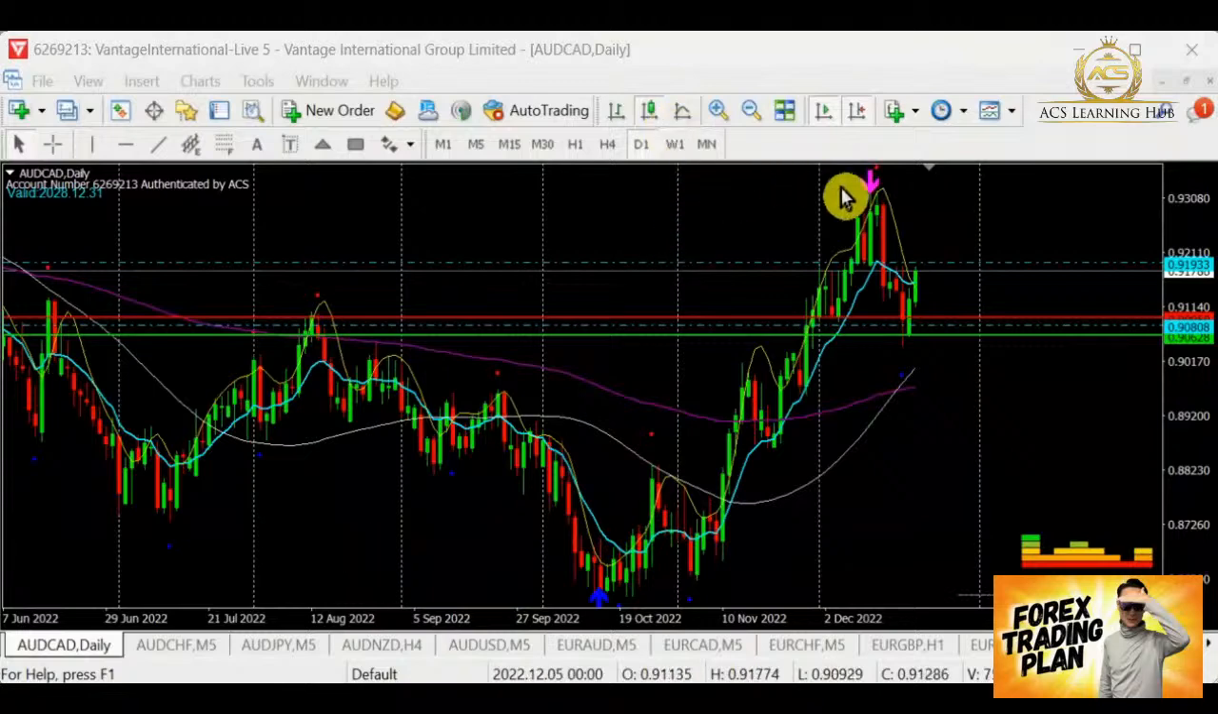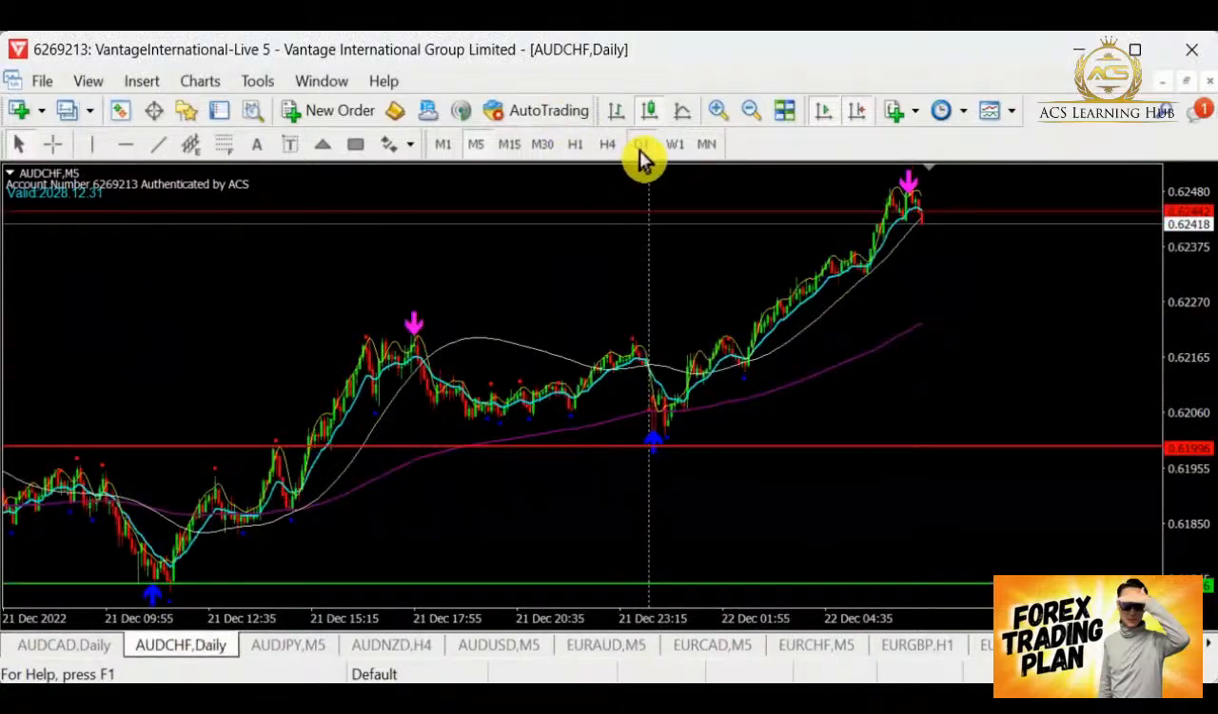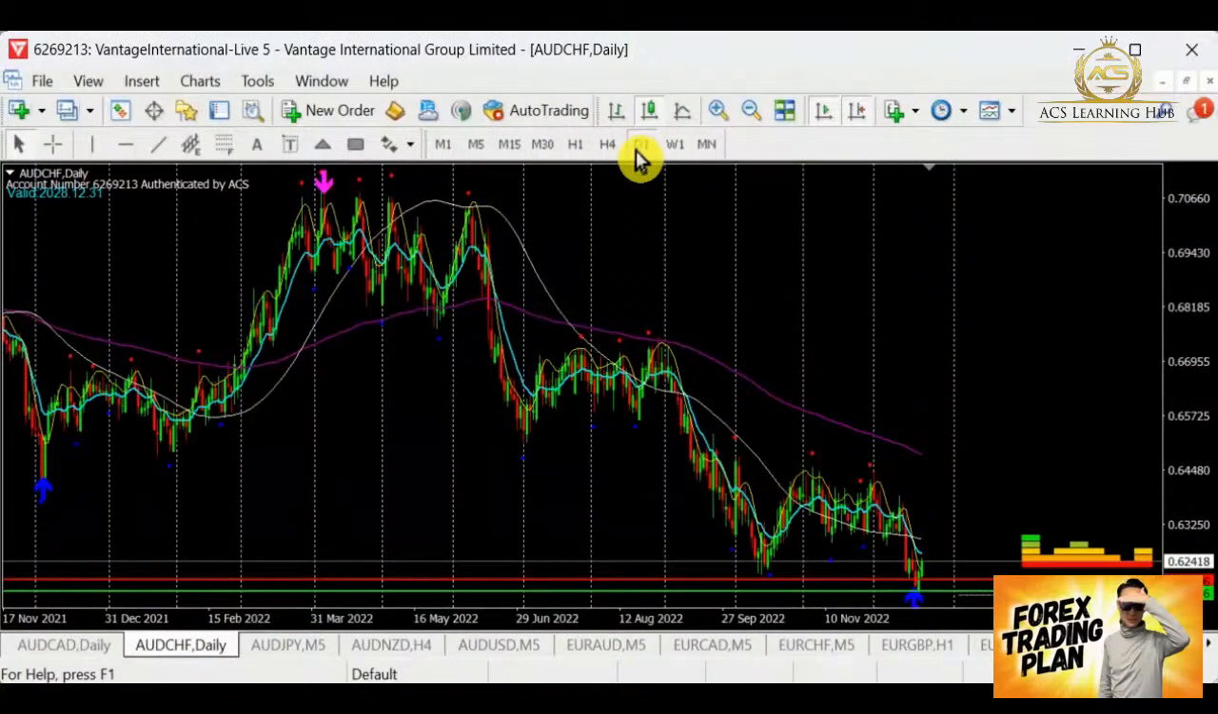Looking at this yesterday, after the fall, news came in and now it picked up everything. So it's back to the pool. So at the moment, no more selling for now. For Aussie CAD, I will leave that alone. For Aussie franc, it's the same.